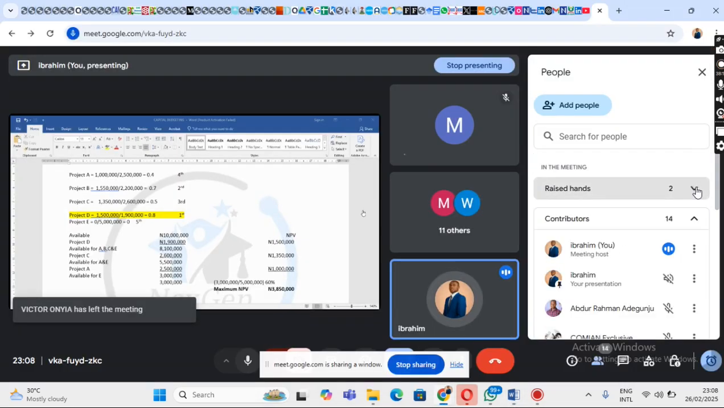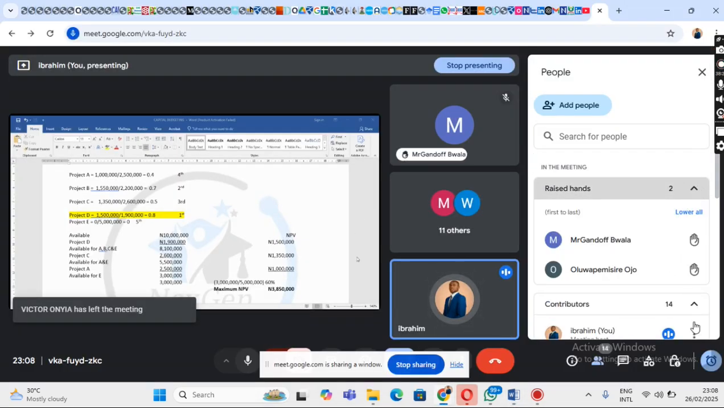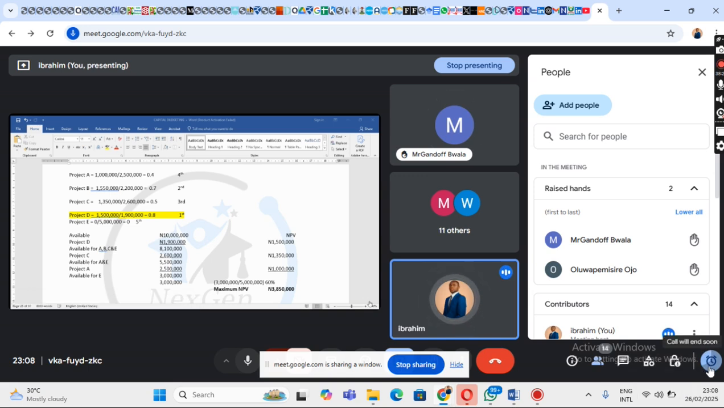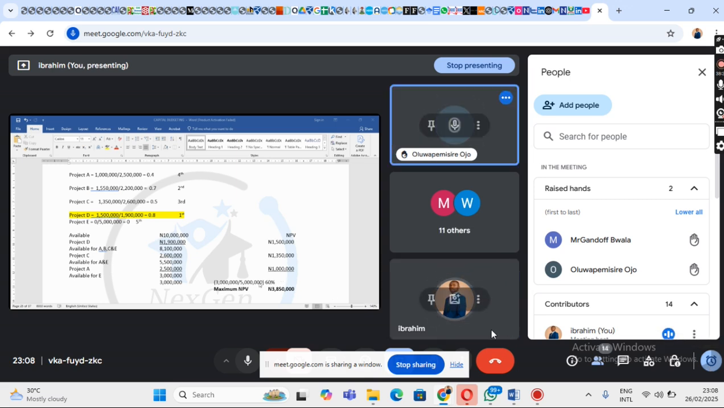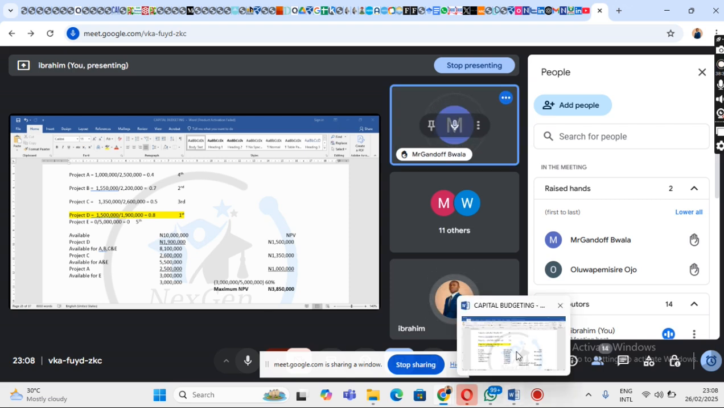So you can unmute your mic quickly. Quickly, you can unmute your mic. I think my device is now at 21%. Okay, go ahead. Okay, Samson, what first.